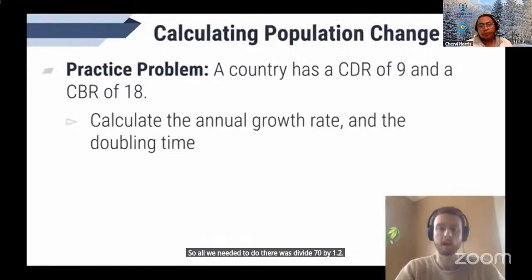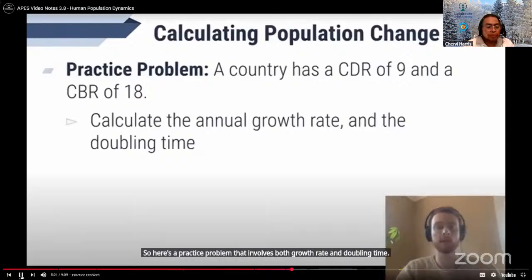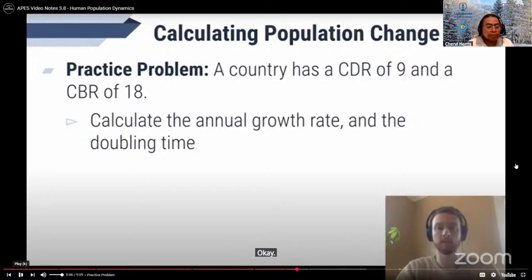So here's a practice problem that involves both growth rate and doubling time. See if you can calculate the growth rate for a country with a CDR of 9 and a CBR of 18. Okay, I'm going to pause it right there and take a minute and see if you can do that before you give the answer.